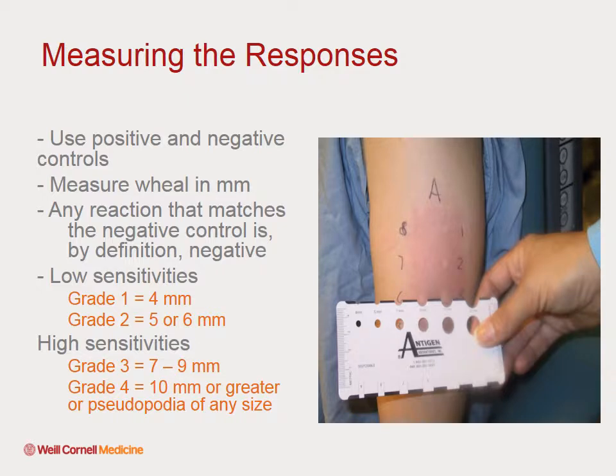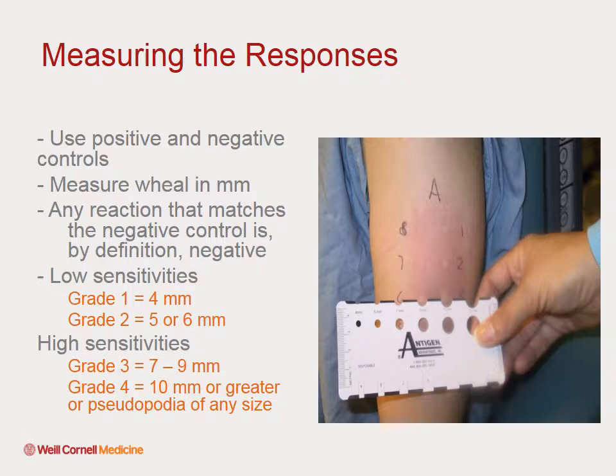You also want to use positive and negative controls. That's histamine for positive and 50% glycerin as your negative control. You want to measure the wheal in millimeters. If the wheal is an oval, you want to measure from the longest axis of the oval.